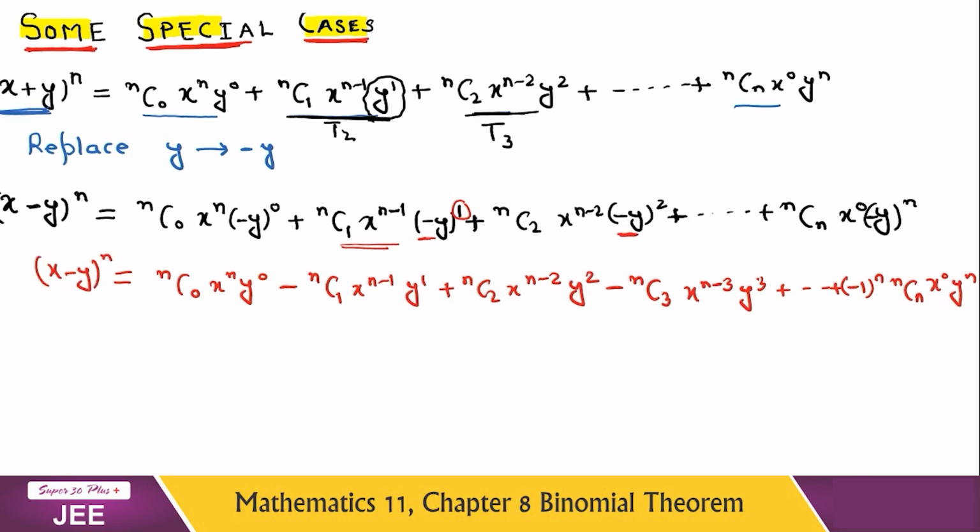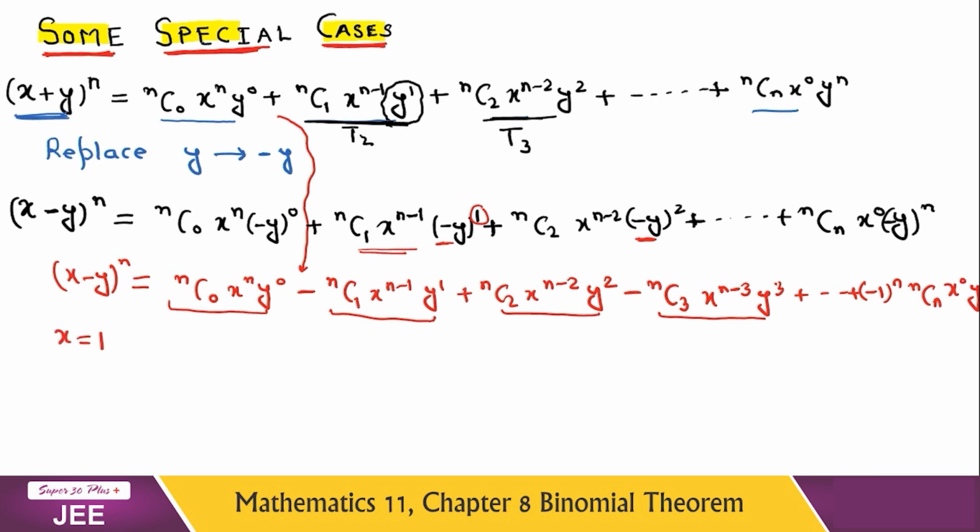So basically what we understood is that in x minus y raised to the power n, the only thing that differs from x plus y raised to the power n is the sign change from plus to minus, and that too not in each term, but in alternate terms. Minus, then again plus, then minus, then plus. First term will be positive, second term negative, third term positive, fourth term negative, and so on. So this is a special case of x plus y raised to the power n.